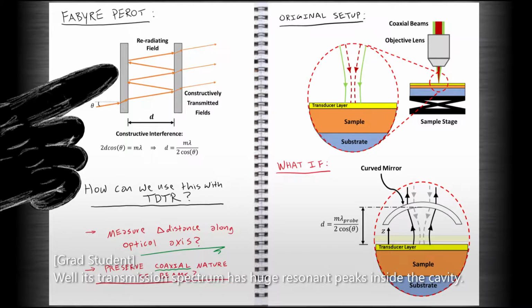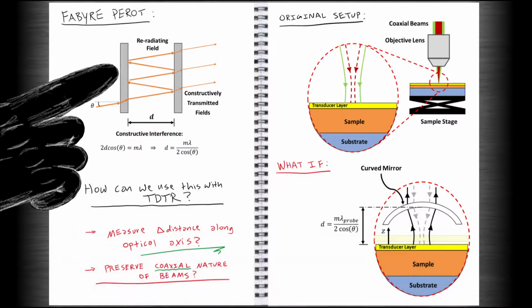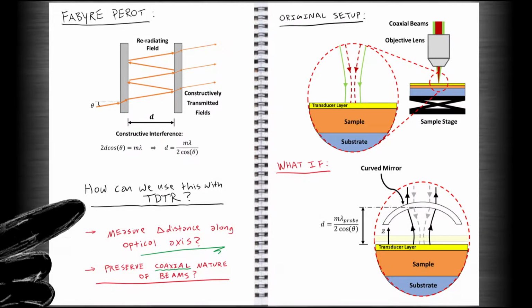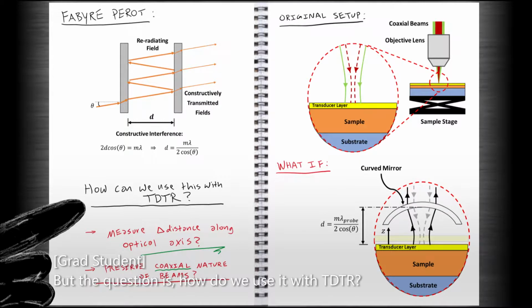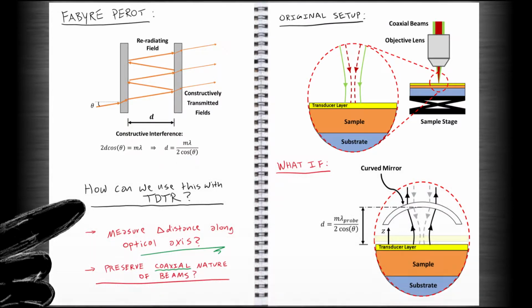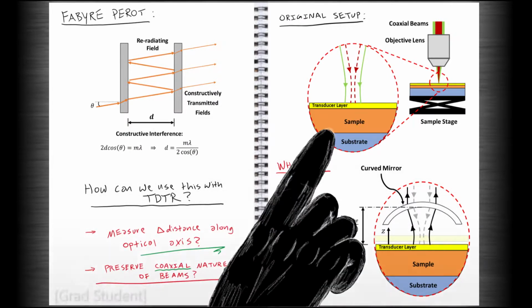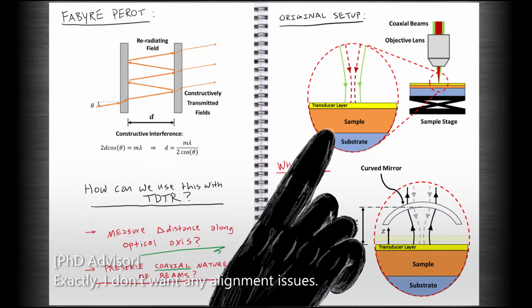Well, its transmission spectrum has huge resonant peaks inside the cavity. If the distance between them is chosen correctly, it could be used as an interferometer. But the question is, how do we use it with TDTR? Because you want to measure the change in optical path length along the optical axis, since your beams are coaxial, right? Exactly. I don't want any alignment issues.